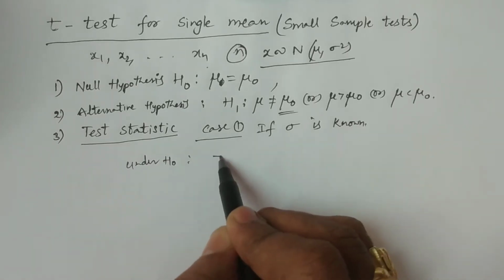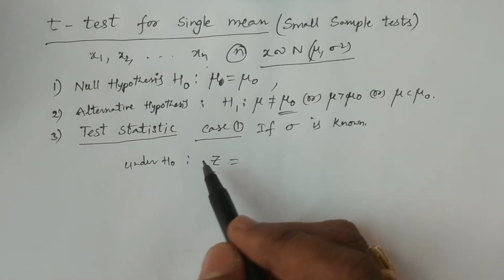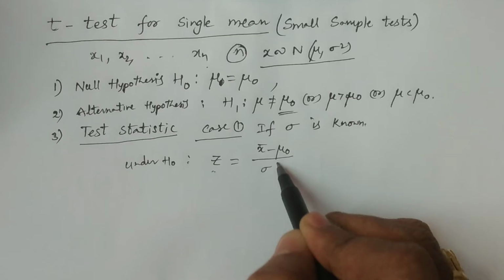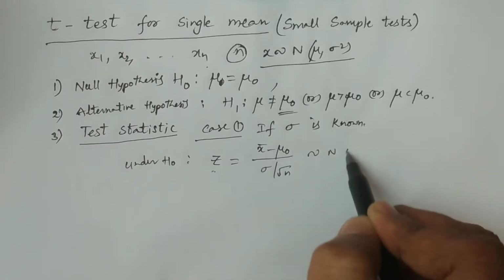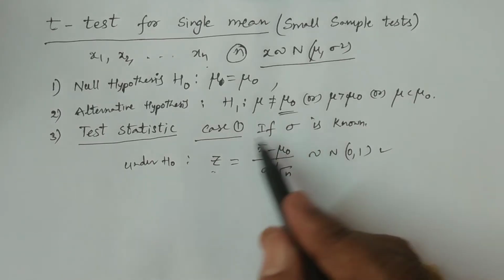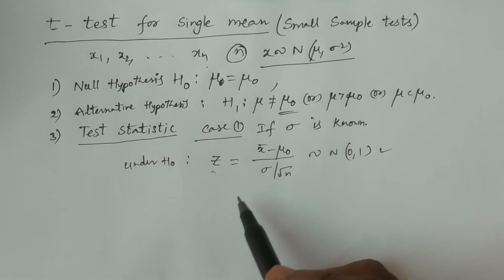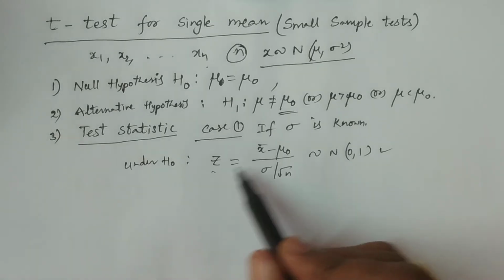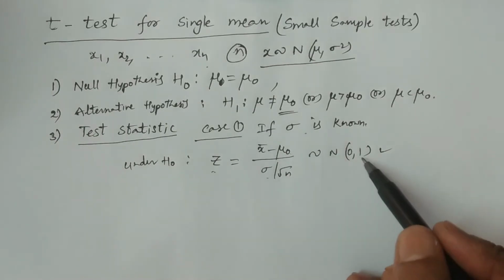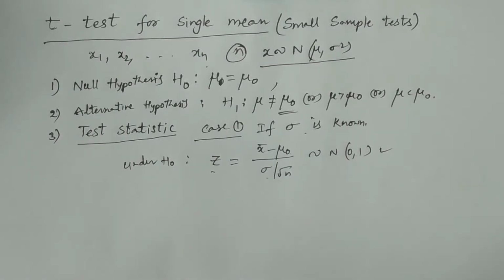In this case, Z, which refers to the standard normal variate, is equal to x bar minus mu naught divided by sigma by root n, which follows N(0,1). This is the standard normal distribution. That is the statistic under H0, if sigma is known, and the usual test procedure of the normal distribution as in the large sample procedure is applied.